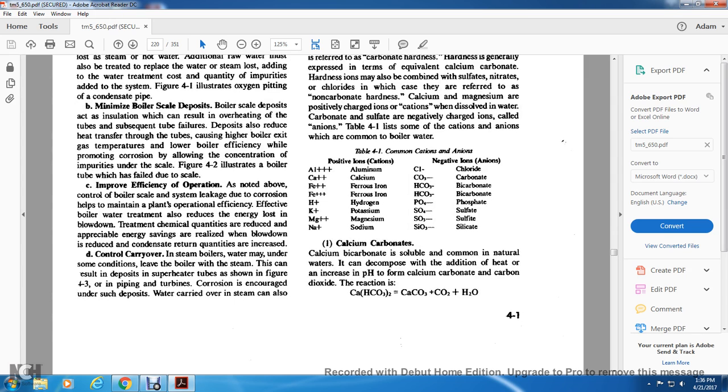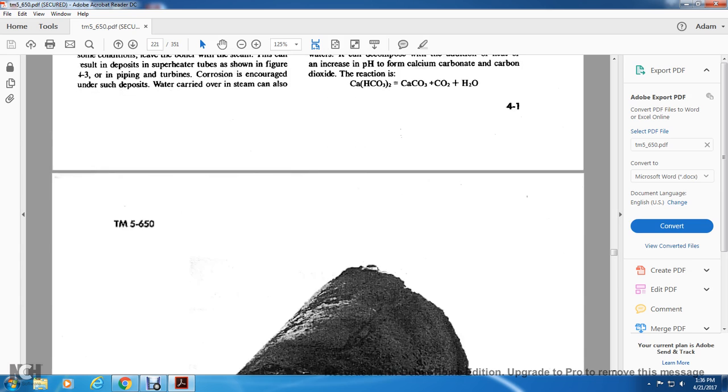Calcium bicarbonate is soluble in common natural water. It can decompose with additional heat and an increase in pH to form calcium carbonate and carbon dioxide. The reaction is known as: calcium bicarbonate equals calcium carbonate plus carbon dioxide and water.